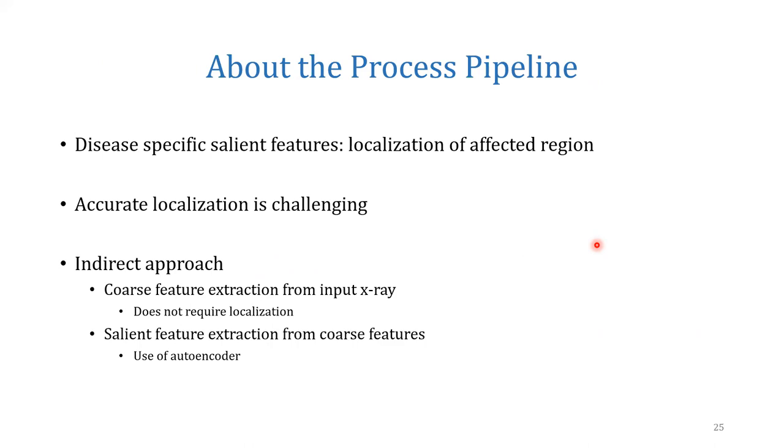Now, when we try to use this autoencoder ensemble for few shot chest X-ray diagnosis, we consider several facts. First, as I said, it is important to localize the disease-specific salient features. Each disease or condition may present some salient features in the chest X-ray. Now, if we can localize the affected region corresponding to a particular disease or condition, then we may be able to find the salient features. But due to contrast and other challenges, it might be difficult to localize the affected region from the chest X-ray. Therefore, since accurate localization is challenging, finding disease-specific salient features from chest X-rays is also challenging.